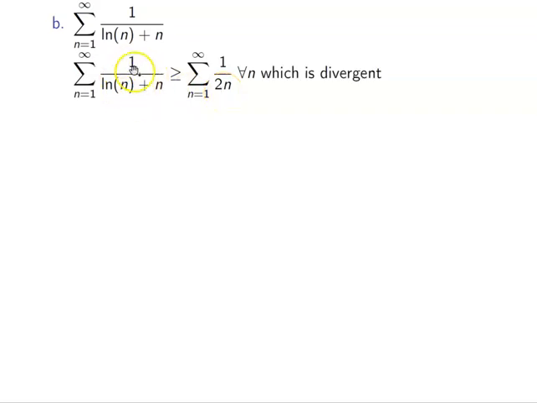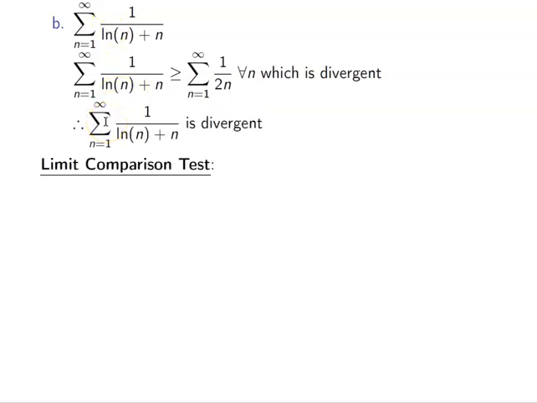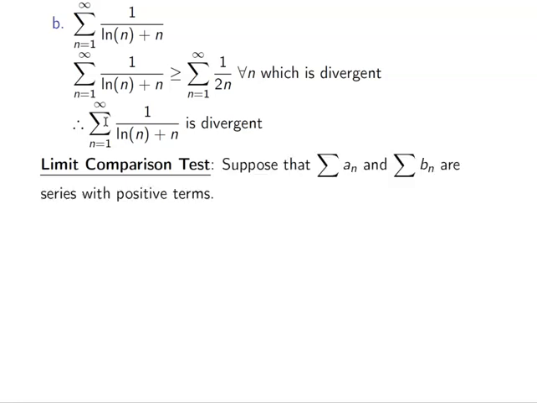So since this is larger term by term than a divergent series, this has to diverge. Okay. So the limit comparison test, right? Suppose that we have two sums, A and B again, that are series with positive terms. If the limit as n goes to infinity of the ratio of a_n over b_n is equal to a constant value c, where c is a finite number.